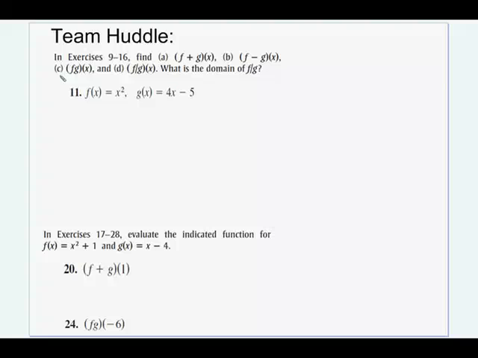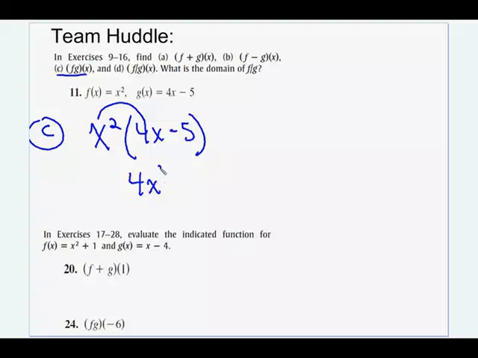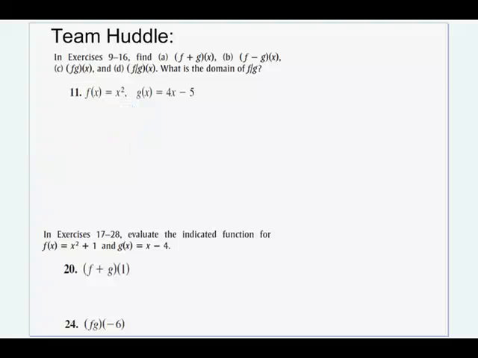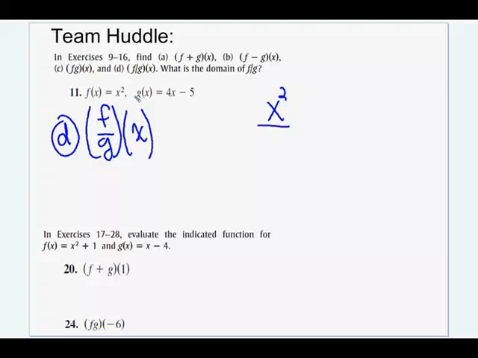And let's see here, next letter C is multiply. F times g of x. So f of x goes first, times g of x, 4x minus 5. And we distribute. X squared times 4x is 4x to the third, minus 5 times x squared is 5x squared. And there's our multiplied function. Last one is a quotient, letter D. F divided by g of x. So f of x goes on top, x squared. G of x, 4x minus 5, goes in the bottom. There's our quotient function.